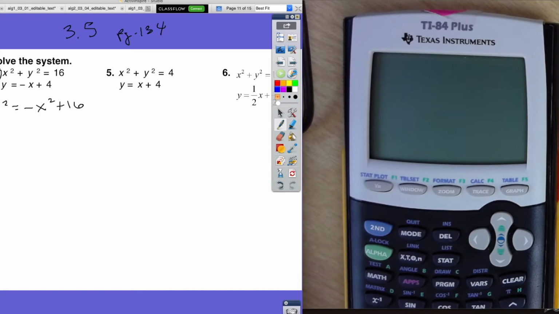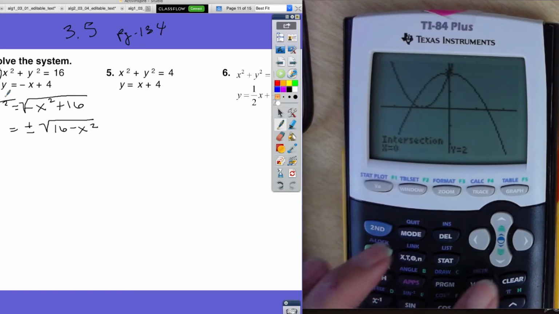And then we're going to square root both sides. Now, since it's an equation, I want you to remember that it's going to be a plus and a minus for the two roots. And I'm just going to rewrite this so it says 16 minus x squared. Okay, so there's my first equation. So let's plug that into the calculator.